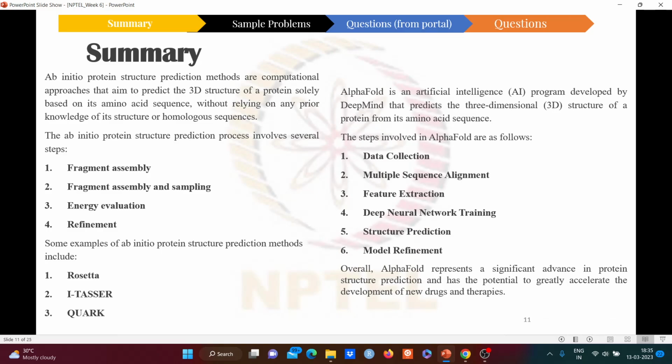So AlphaFold is an artificial intelligence program developed by DeepMind that predicts the three-dimensional structure of a protein from its amino acid sequence. The program uses a combination of deep neural networks and genetic algorithms to model the protein folding. So this protein folding is critical for understanding the protein function and designing new drugs. So here I'll be discussing the steps involved in the AlphaFold.